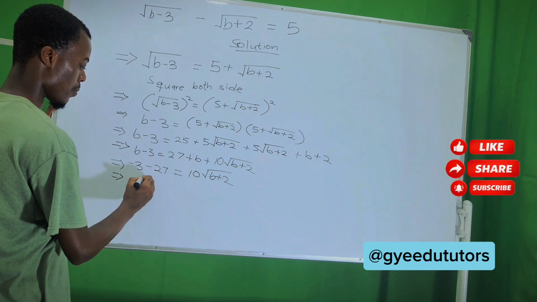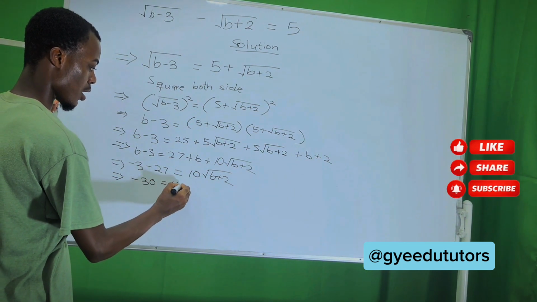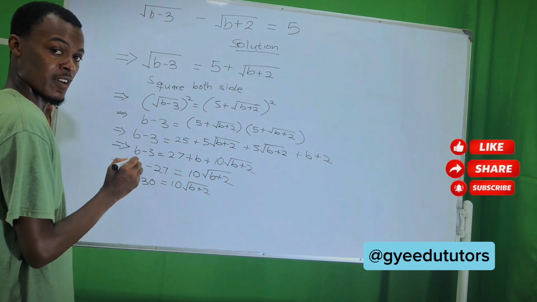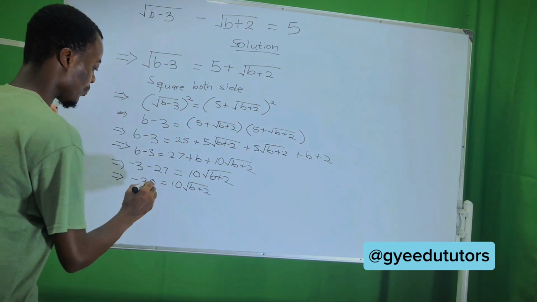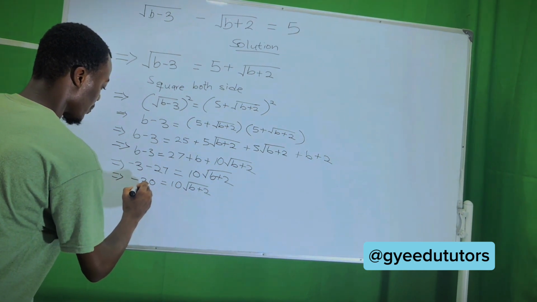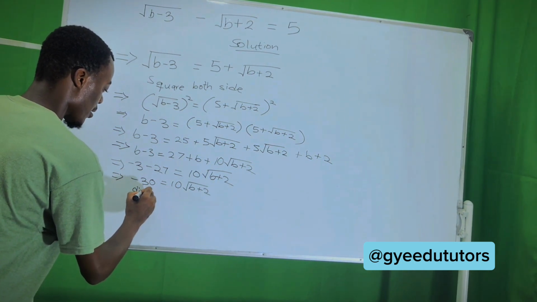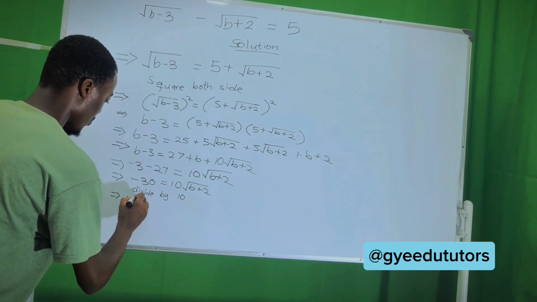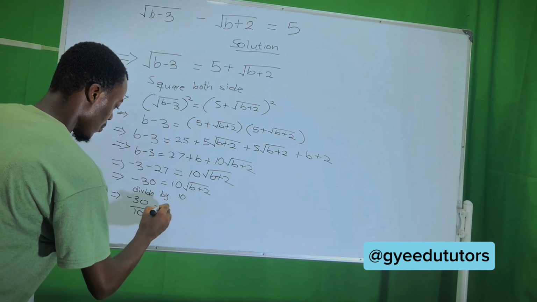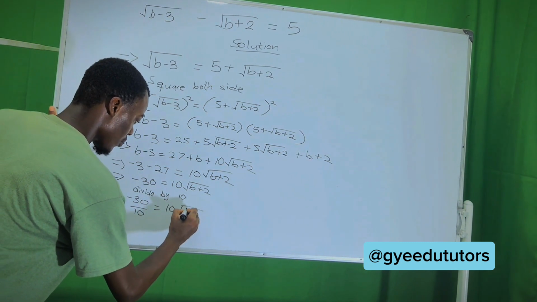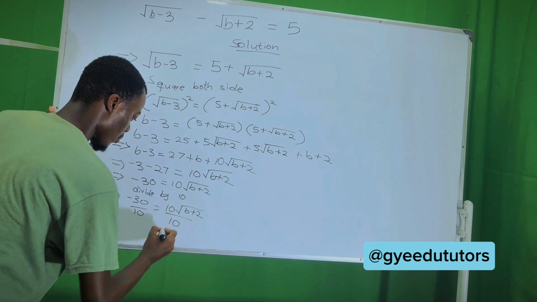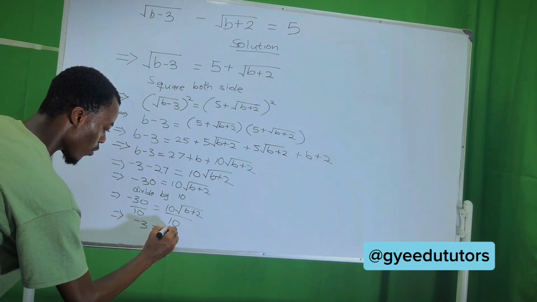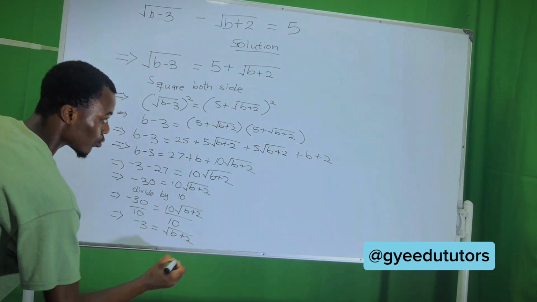When you get here, we're going to get what? Minus 30 is equal to 10 root of b plus 2. You can divide both sides by 10. So divide by 10. So now you get what? Minus 3, which is equal to root of b plus 2.